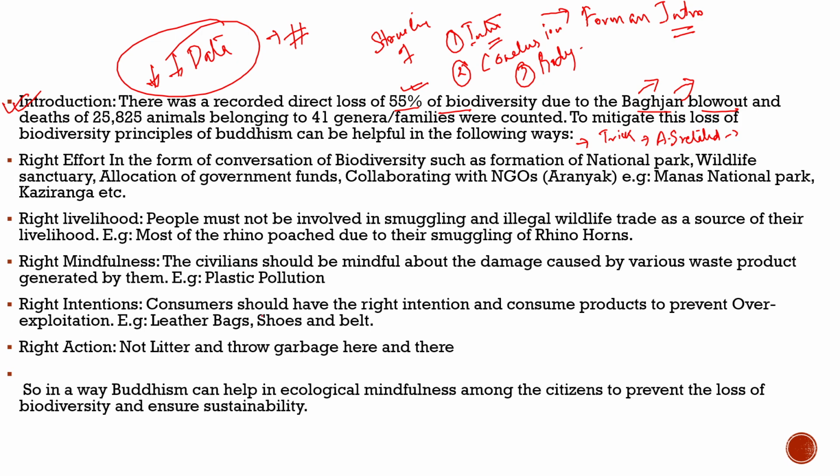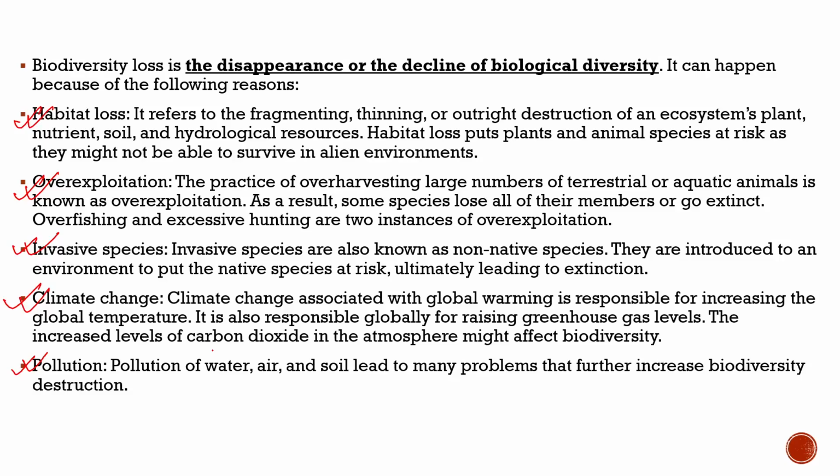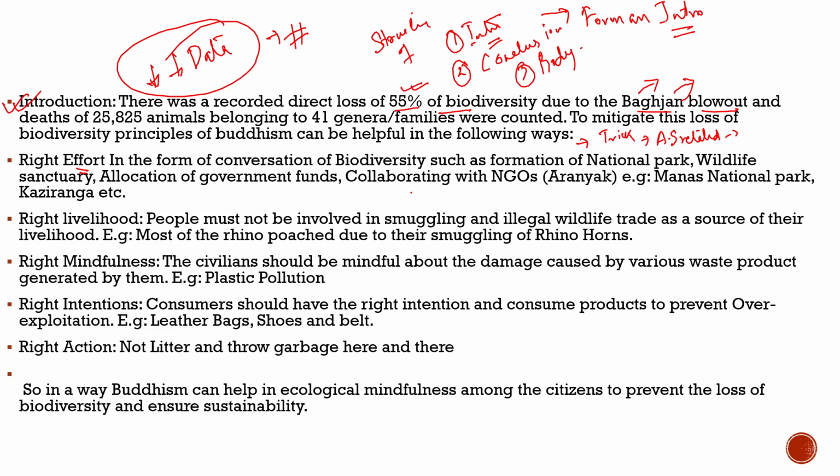Now, let's see how we have clubbed the principle of Buddhism with the loss of biodiversity. First we'll see right effort. Now, how did I utilize right effort with the loss of biodiversity? As we know, in addressing biodiversity loss we need a lot of conservation measures, such as formation of national parks, wildlife sanctuaries, allocation of government funds, collaborating with NGOs. These are nothing but a type of efforts. And if the effort is right, then this will ultimately address the loss of biodiversity. So this is how you get point number one.